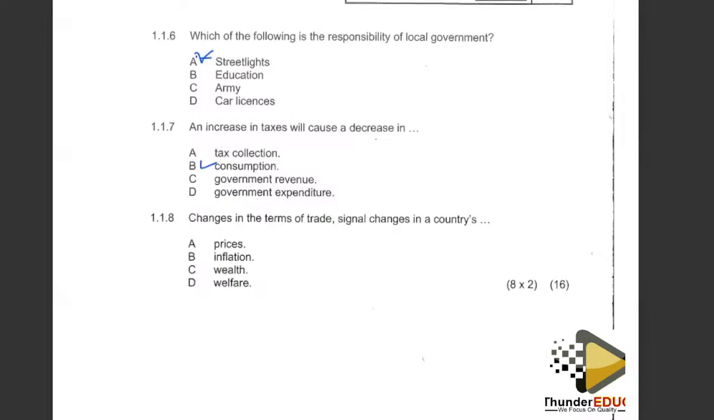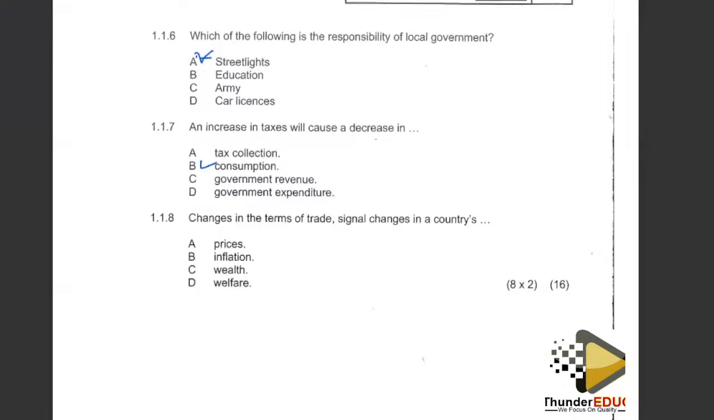Changes in terms of trade signal changes in a country's... So now let's check the terms of trade. What is this terms of trade? Terms of trade normally calls for what you call international trade. It means that there are flows of goods and services between countries or amongst the countries. So now if we check here, we have A, which is prices, is out.